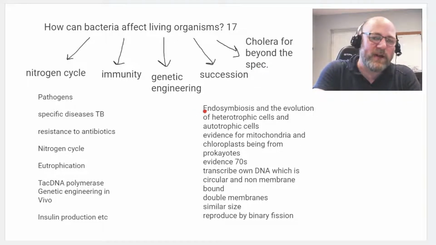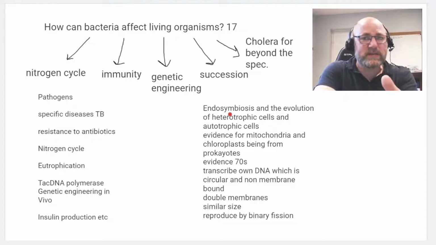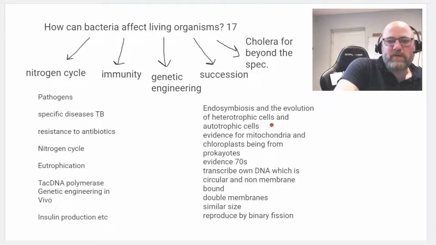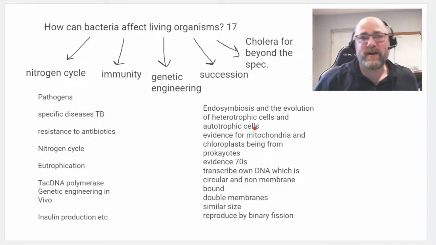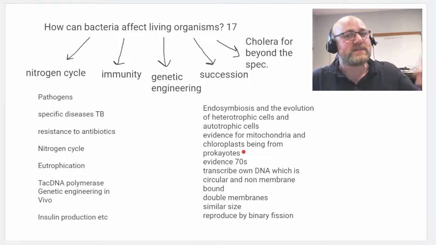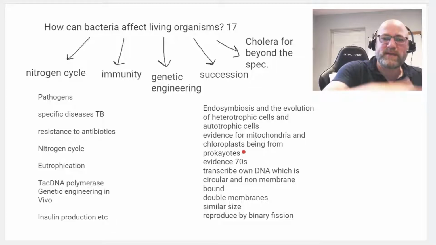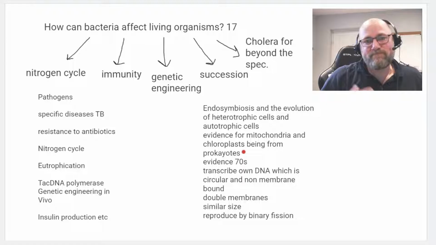But here's another one for those of you who just want to research this. You can just Google this and have a quick read. It takes you 5 minutes and you'll get enough things. Endosymbiosis, evolution of heterotrophic and autotrophic cells. So like basically eukaryotes, evidence that the mitochondria and chloroplasts were once bacteria. Okay, they were once single-celled microbes that came to live in other single-celled organisms, like eukaryotes.